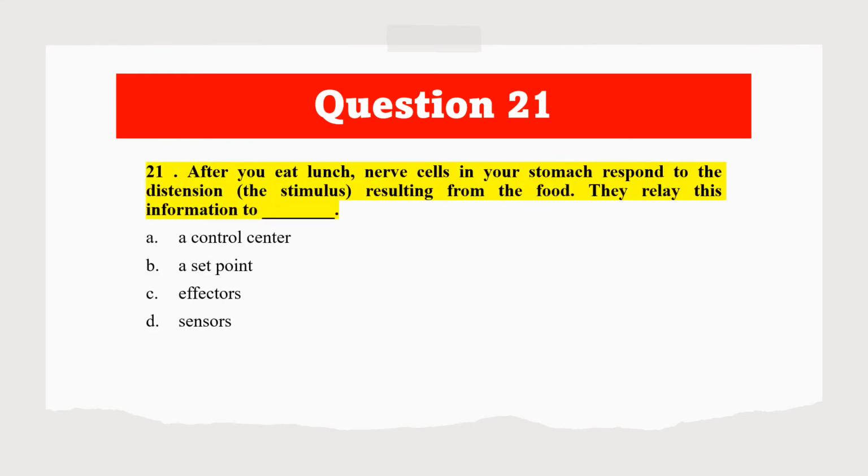Number 21. After you eat lunch, nerve cells in your stomach respond to the distension, the stimulus resulting from the food. They relay this information to a control center, a set point, effector, or sensor. So they relay this information to a control center.